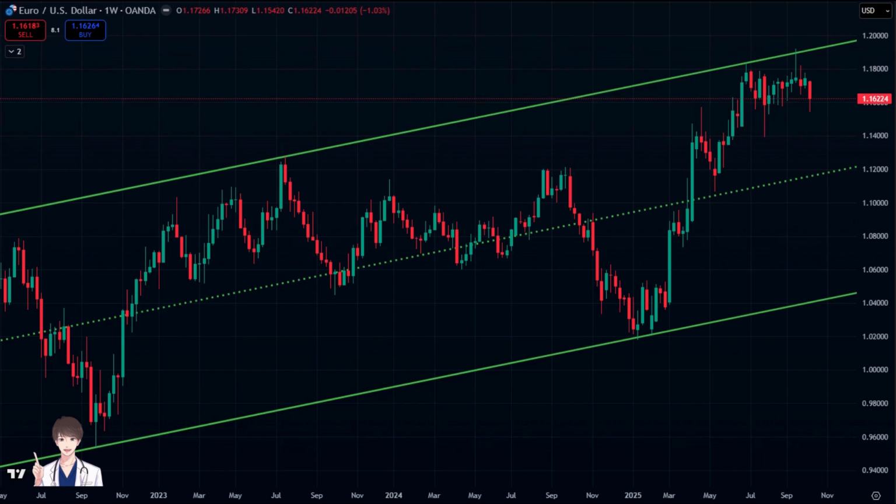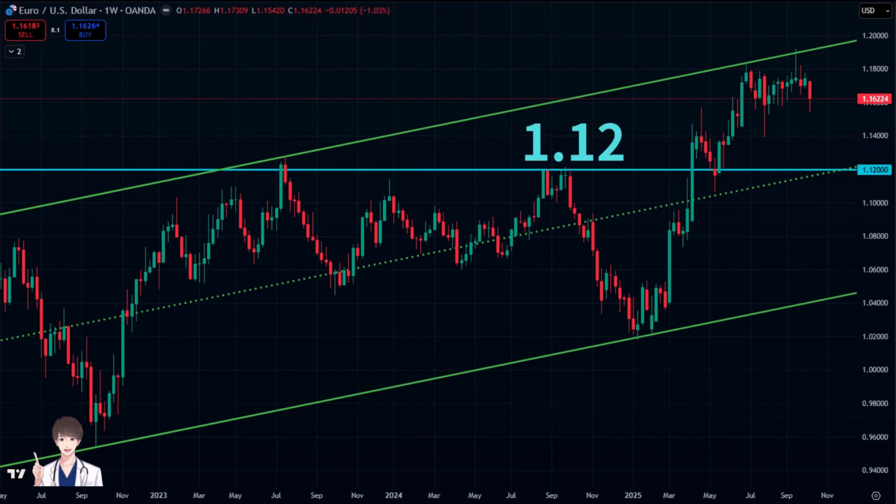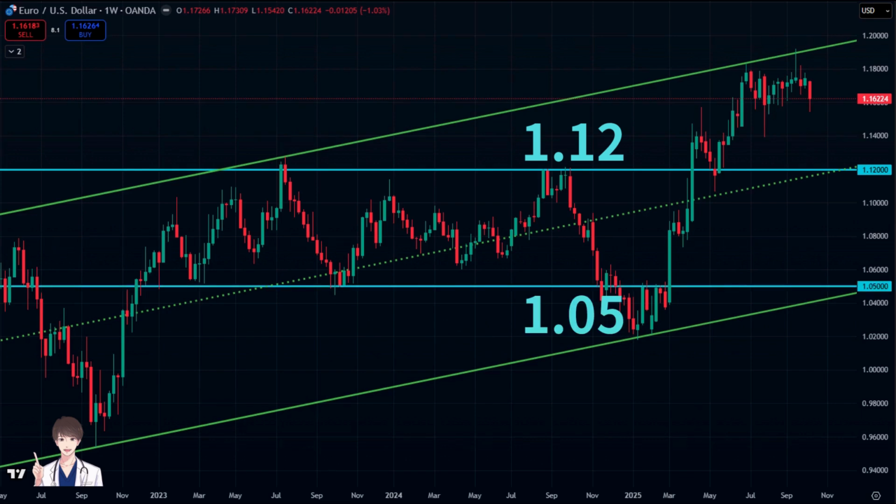However, at the weekly level, the major level to watch is around 1.12, marked by this horizontal line. A pullback to this area should be kept in mind. But if price closes below it, we could see a corrective decline within the channel, with the lower boundary, around 1.05, serving as the next key area.